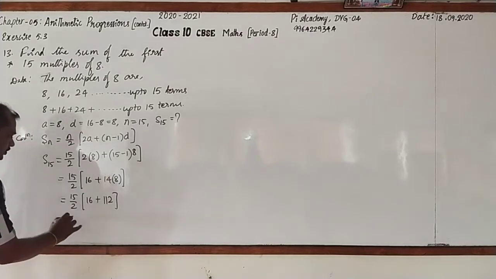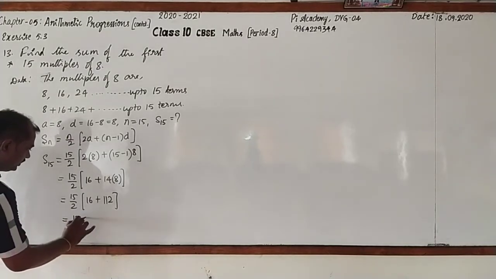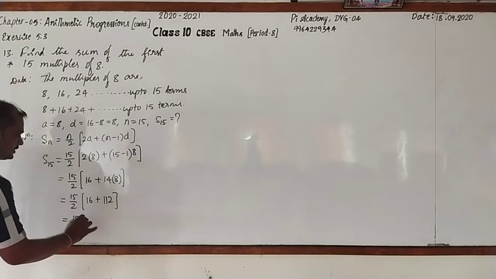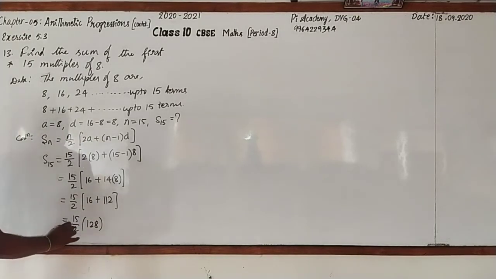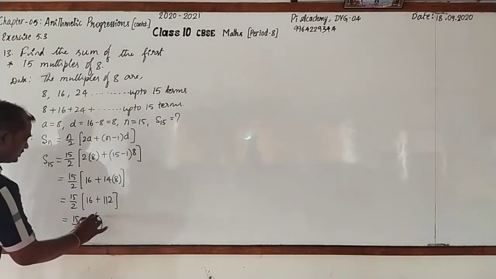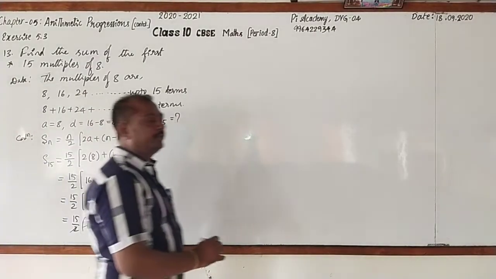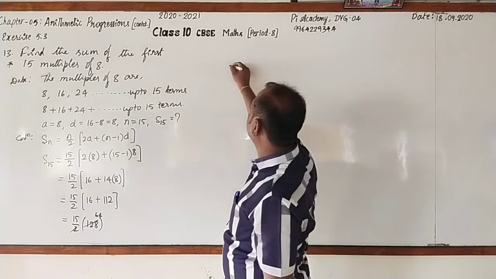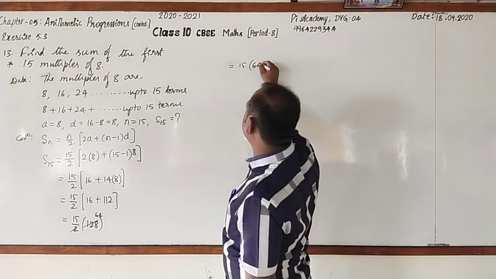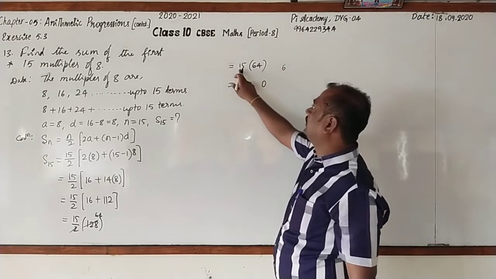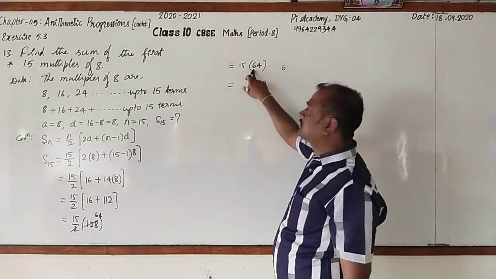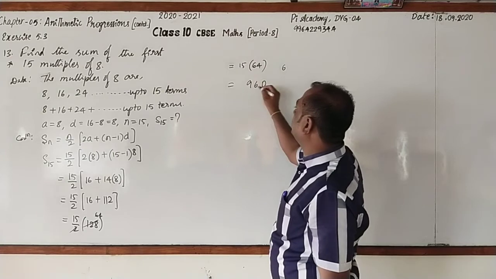Next, it is equal to 15 by 2 into, add these two, 112 plus 16, it is 128. Then cancel it. 1s are, 6s are, 4s are. Now 15 into 64, multiply. 15 4s are 60, 6 is the carry. 15 6s are 90. 90 plus 6, 96.